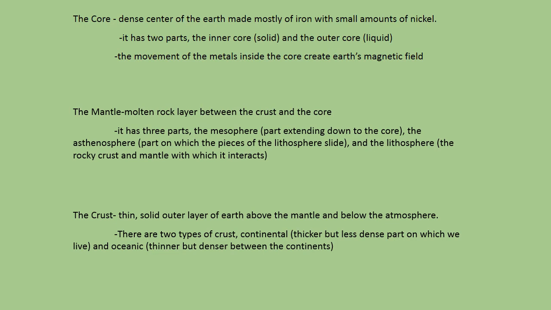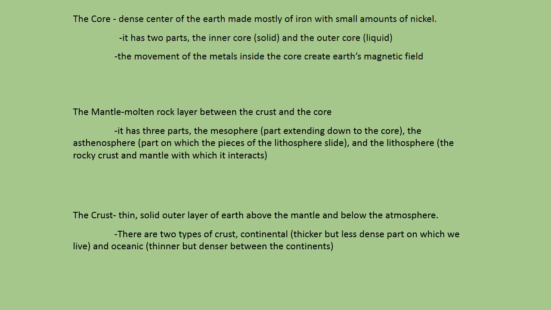The core itself actually has two parts, the inner and outer core. The inner core is solid, while the outer core is primarily fluid and circles and flows around the inner core. This movement of metals within the Earth is what creates Earth's powerful magnetic field.